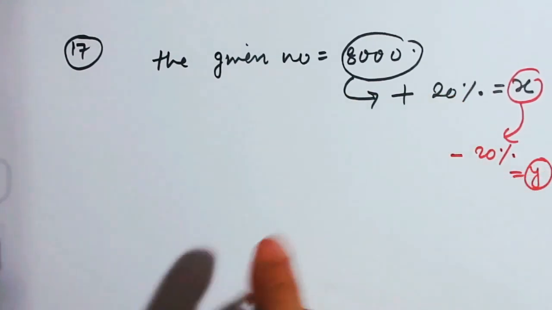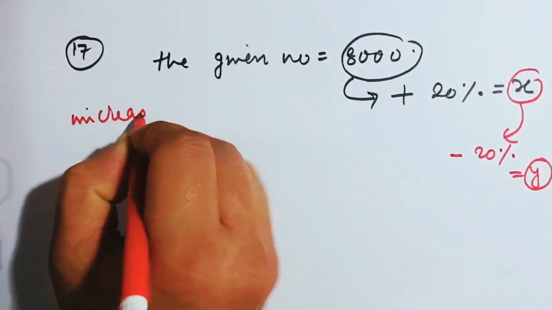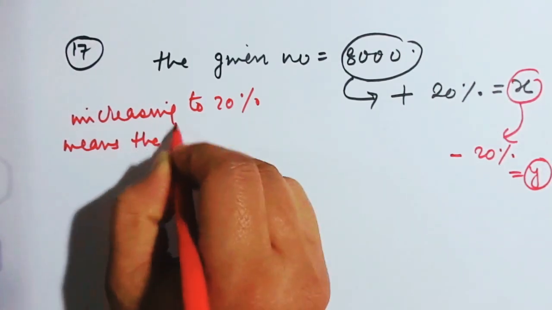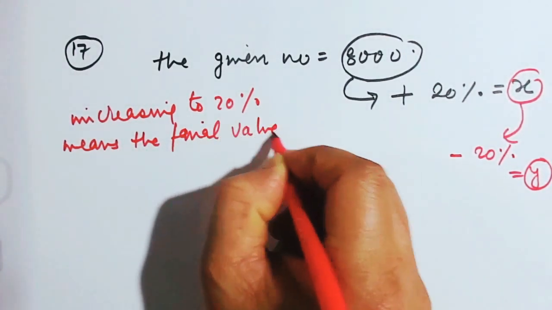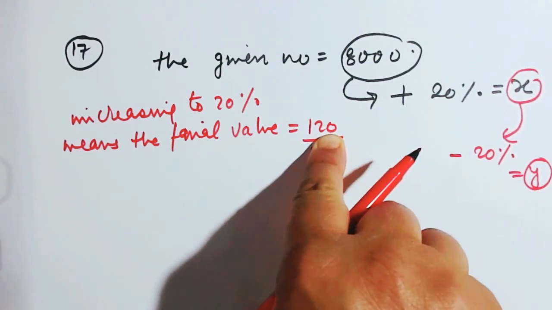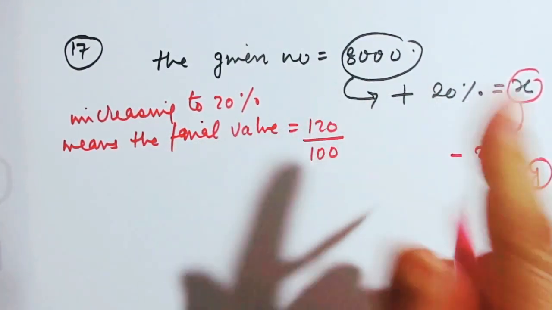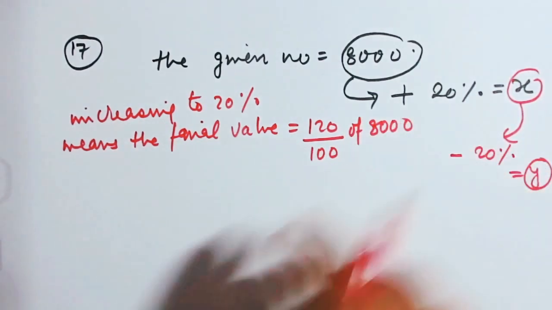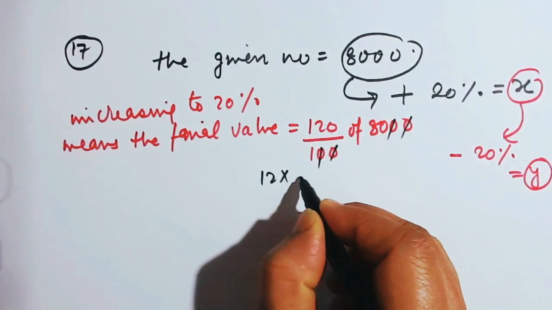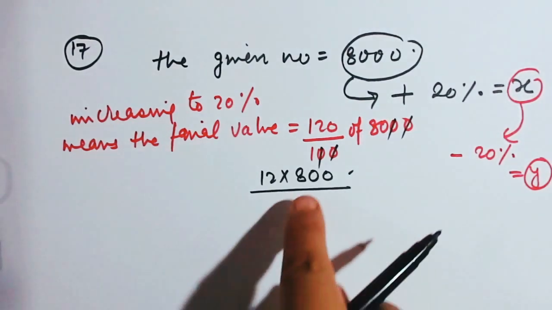So let us first increase by 20%. Now, when you are increasing 8000 by 20%, the final value will be 120%. This is already 100%, and you are increasing by 20%, so the final value will be 120%. So 120% of 8000. Let me write 12 into 800. Okay, do not multiply it. Leave it as it is.